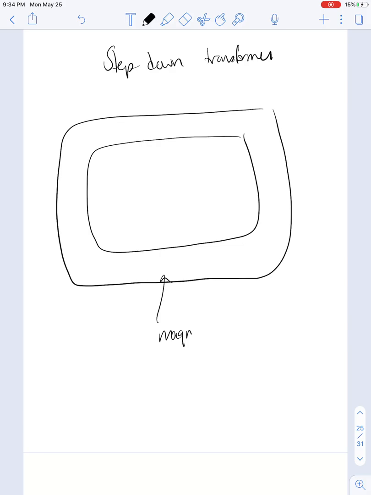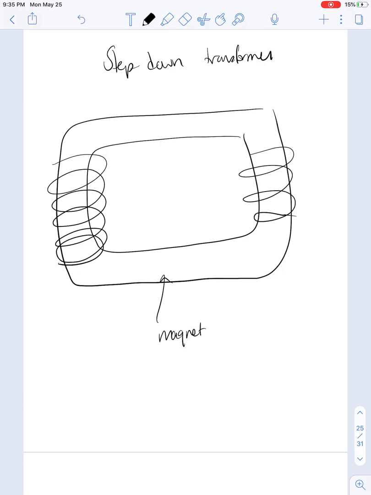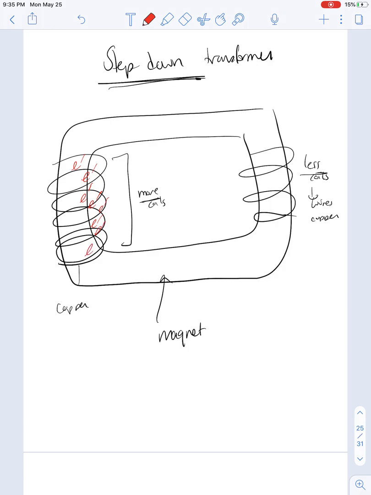So basically you have this magnet, okay? And what you do is you have wires here and wires here. You can see that there are more coils here and there are fewer coils here. So this is called a step down transformer because you're going from more to less. And these coils are wires. It could be a copper wire, and this is copper wire here. All you need to know is that electrons move through this wire, okay?